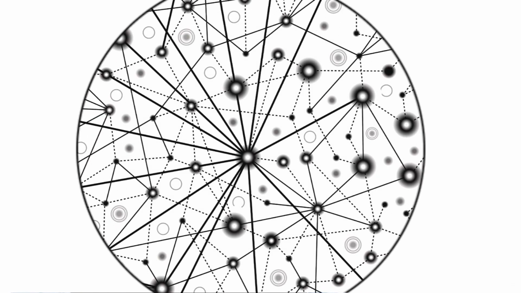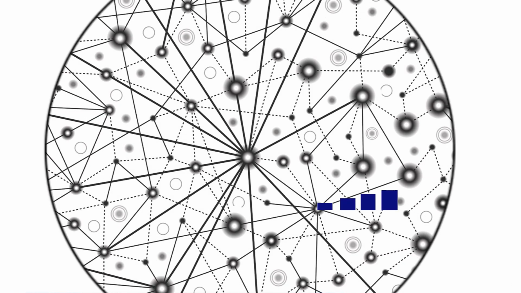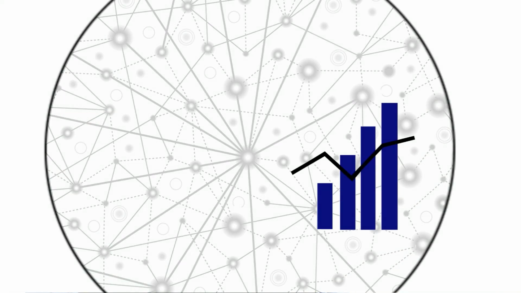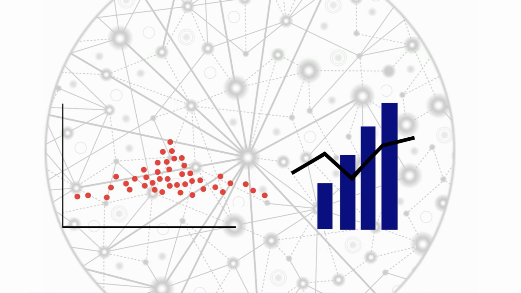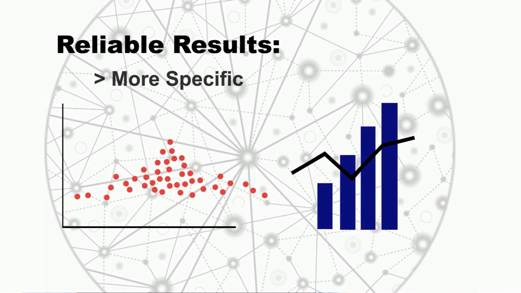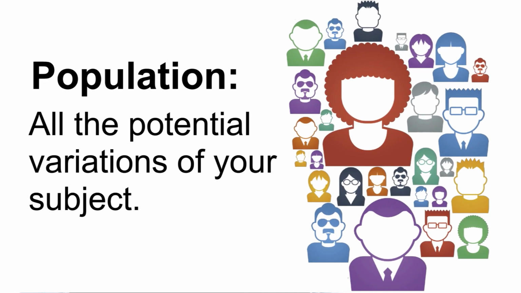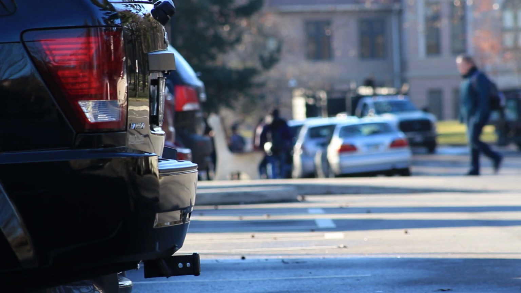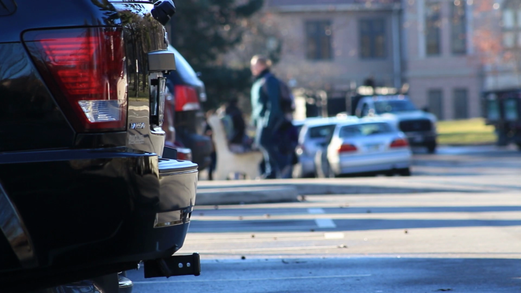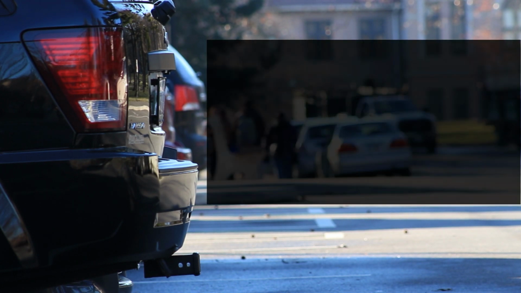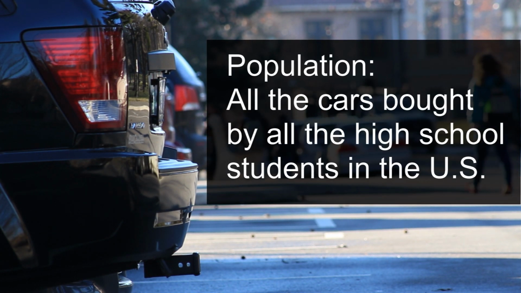In statistics, you're looking at frequencies and patterns that can be used to solve problems and potentially make predictions. To do that, you need data. To get reliable results, you either need to be more specific or have more available data. A population is all of the potential variations of your subject. So for example, if you were studying current car consumption patterns among high school students in the US, then your population would be all the cars bought by all the high school students in the US.